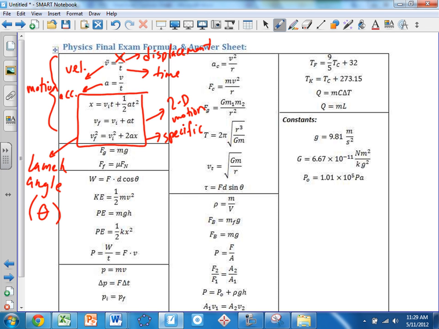All right. Now, Fg, what did that represent really? Force of gravity. What do we also call that?